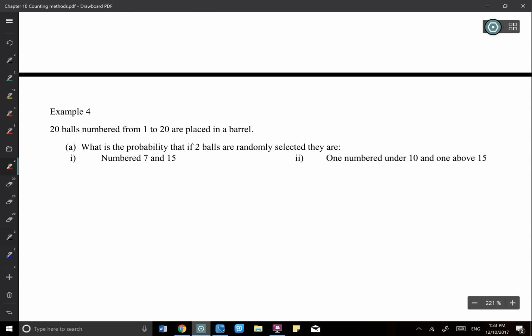That's 3. Let's look at number 4. 20 balls numbered from 1 to 20 are placed near a barrel. What is the probability that if 2 balls are randomly selected, they are numbered 7 and 15?